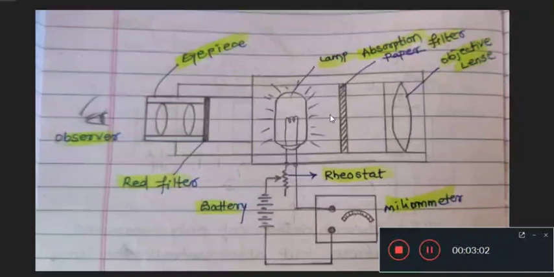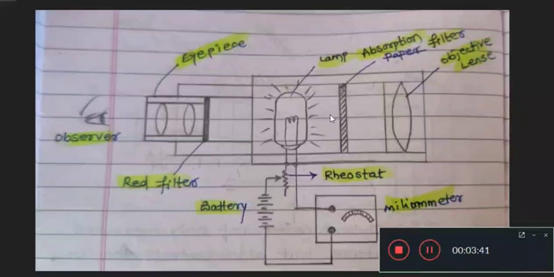Now we shall study the second temperature measuring instrument, known as the optical pyrometer, which is as shown in the figure. It consists of an observer, eyepiece, red filter, lamp, absorption filter, objective lens, rheostat, millimeter, and battery. Here we have an arrangement of the optical pyrometer. The pyrometer is sighted at the unknown temperature source.